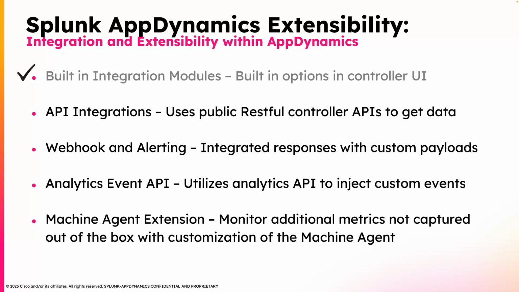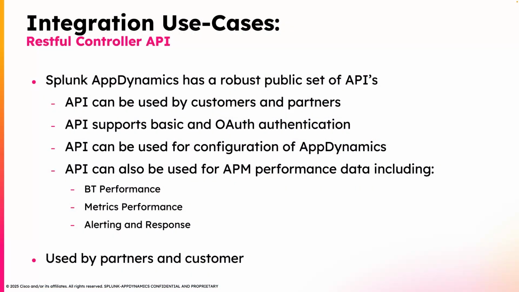These are RESTful public APIs that can be used to retrieve data, to set up configurations and other things. Splunk AppDynamics has a robust public set of APIs. APIs can be used by customers and partners. APIs support basic and OAuth authentication. APIs can be used to configure AppDynamics. APIs can also be used to extract APM performance data, including BT performance, metrics performance, alerting and response, and much, much more. This is just scratching the surface of the capabilities of the API.